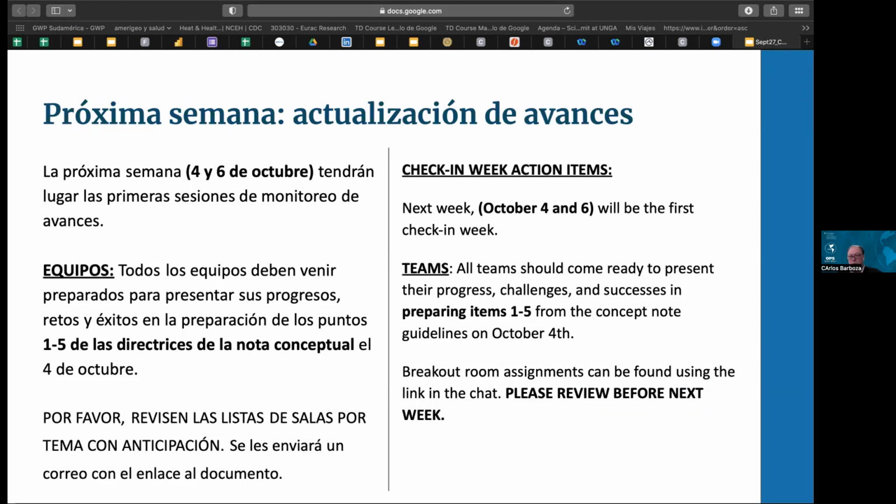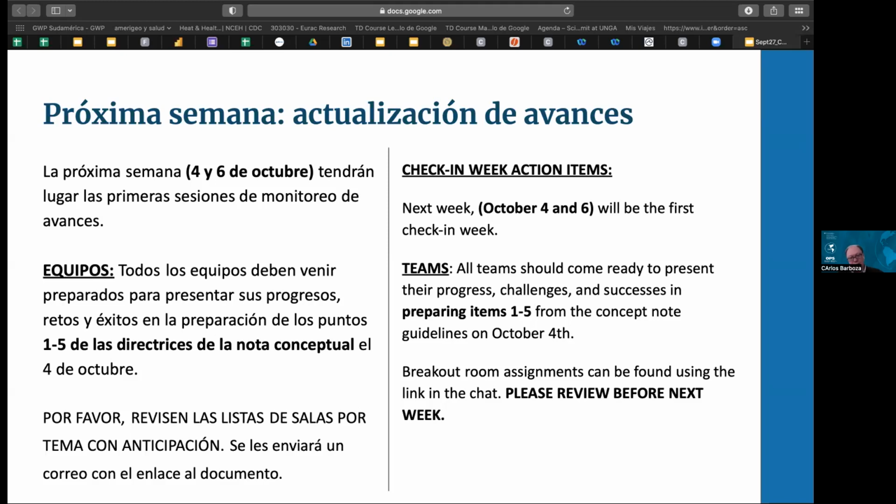Please remember the following. Next week will be slightly different. On Tuesday, we will be working in smaller breakout rooms, so we will have the facilitators and their teams. So please prepare items 1 to 5 in the concept note. And also please prepare a brief slide presentation, 2 or 3 slides, in order to share your information with the other teams in the breakout rooms with your facilitators. Please remember to do this for Tuesday.